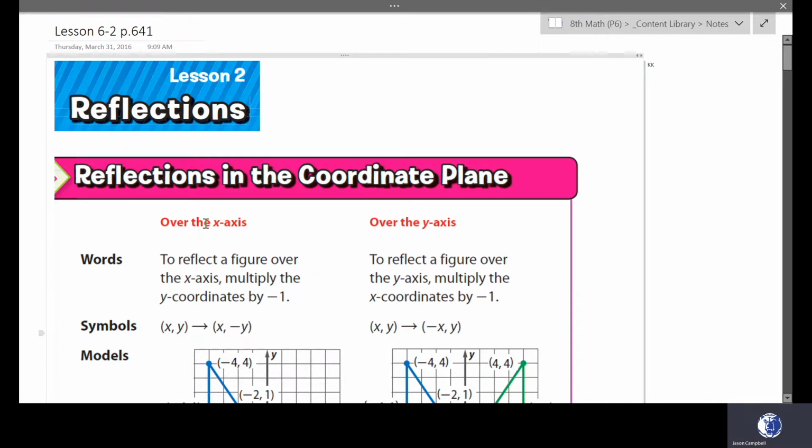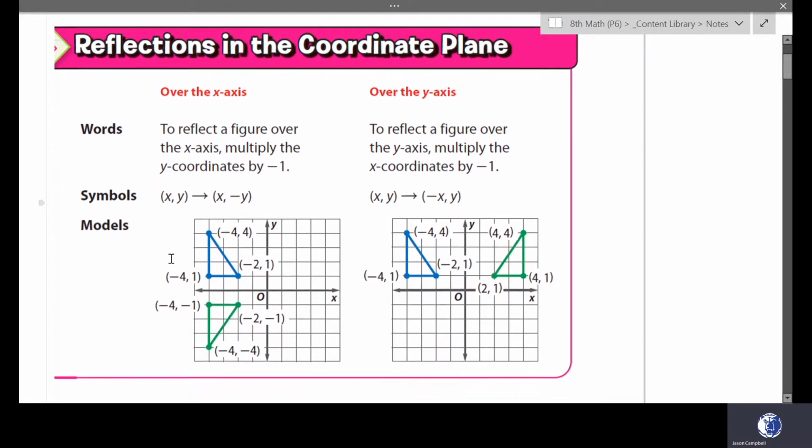Chapter 6, Section 2, Reflections. Reflections in the coordinate plane. Over the x-axis: to reflect a figure over the x-axis, multiply the y-coordinates by -1.